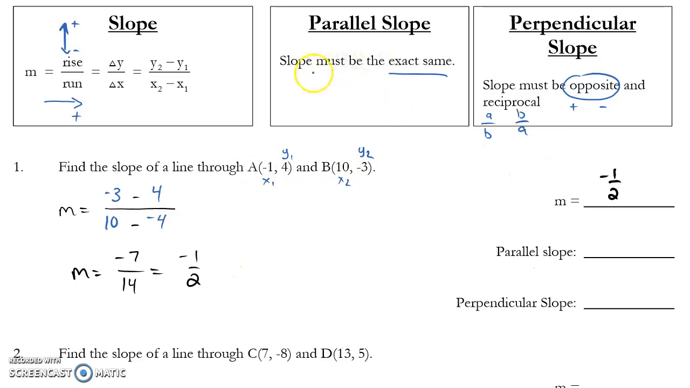Parallel slope then means it's exact same thing. If this slope of this line is -1/2, the slope of any parallel line is -1/2. Perpendicular slope is the opposite. These are negative, so this one would be positive. I don't need the addition sign. I don't need a positive sign. And reciprocal. This is 1 over 2. This is 2 over 1.